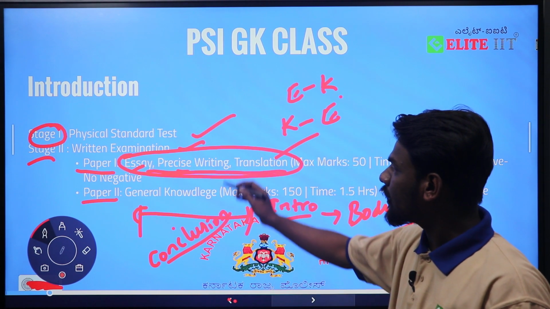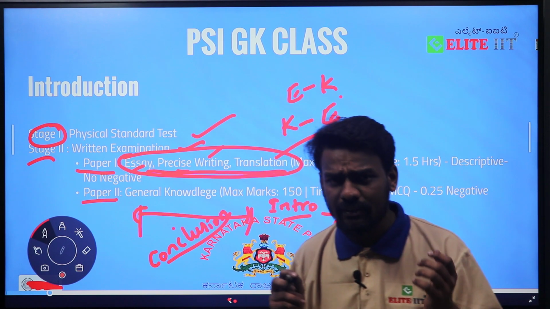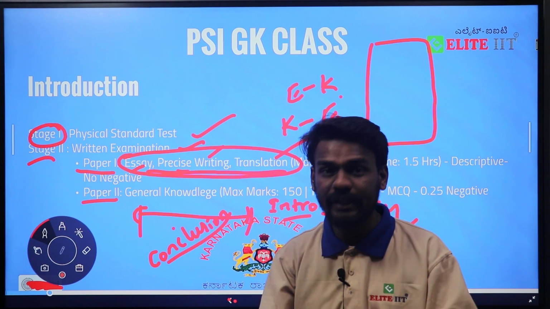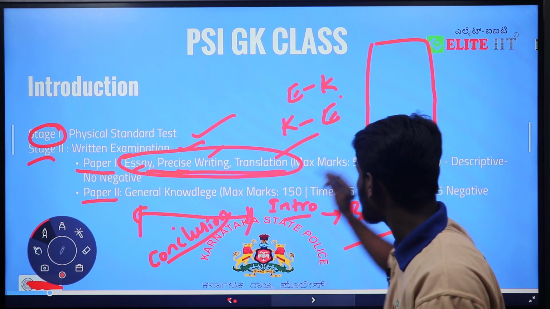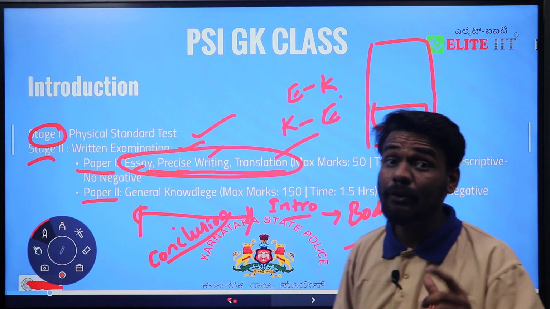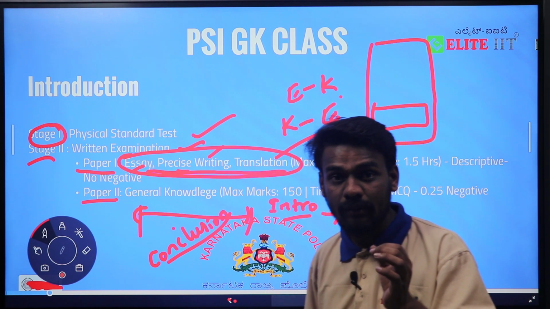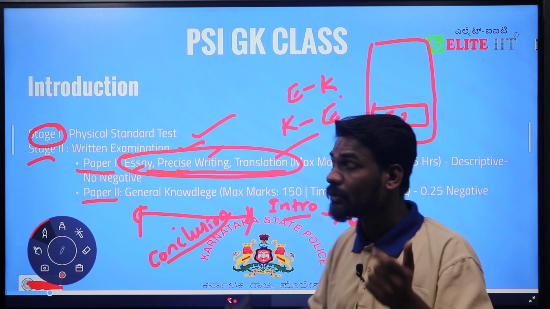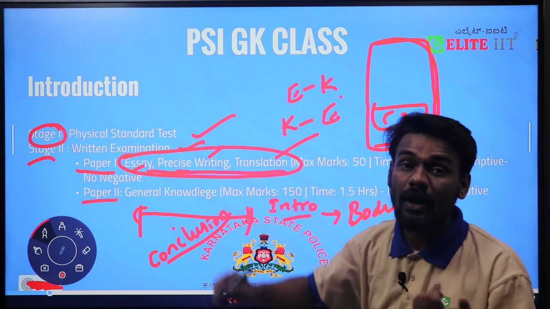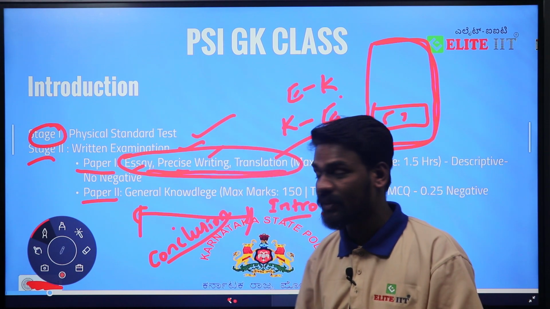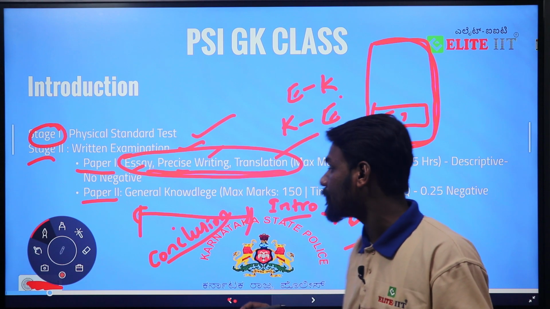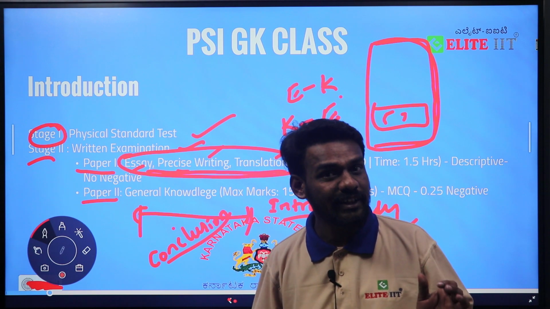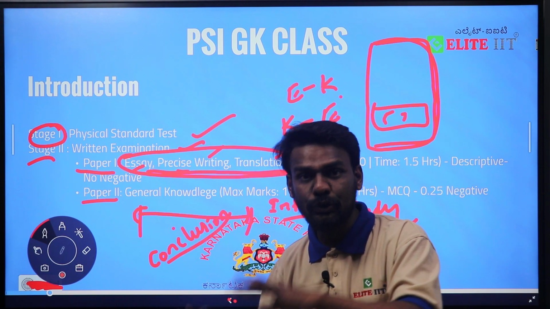Okay, fine. Then comes precise writing. Precise writing means they will give one big paragraph. You have to read that paragraph and summarize it into a few lines, a few words. We have to summarize, but the meaning should not be harmed. So you have to read the whole paragraph and precise it. That is precise writing. Then comes translation, which I already explained: Kannada to English, English to Kannada.